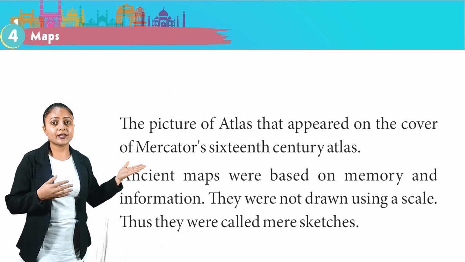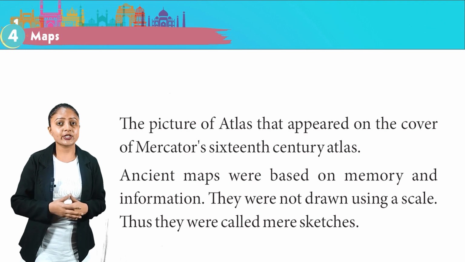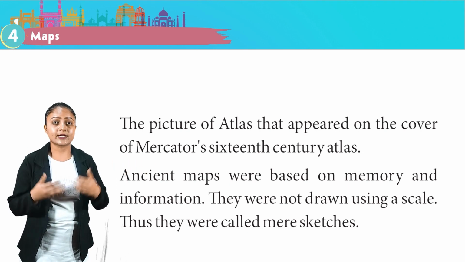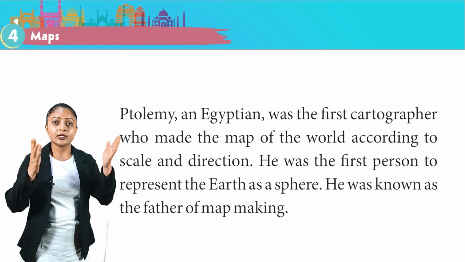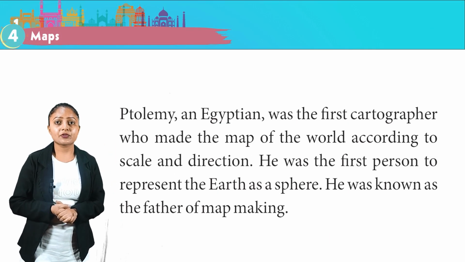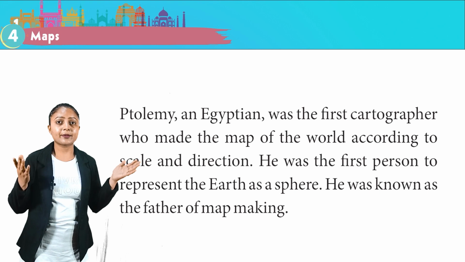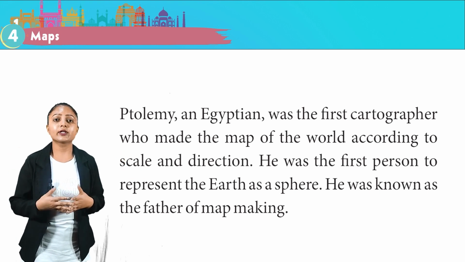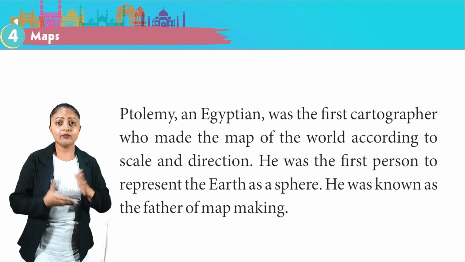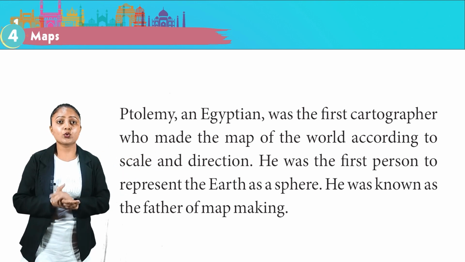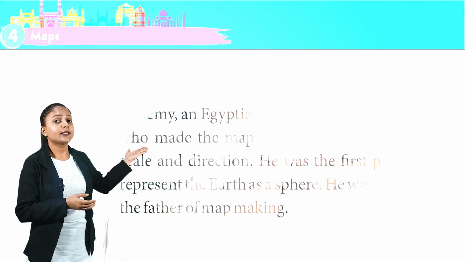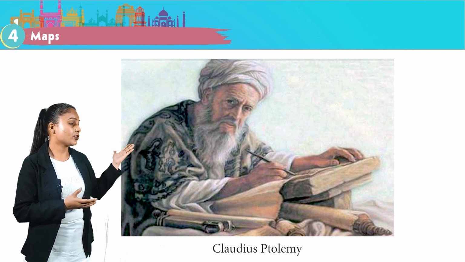Ancient maps were based on memory and information. They were not drawn using a scale. Thus they were called mere sketches. Ptolemy, an Egyptian, was the first cartographer who made the map of the world according to scale and direction. He was the first person to represent the earth as a sphere. He was known as the father of map making. This is the picture of Claudius Ptolemy.